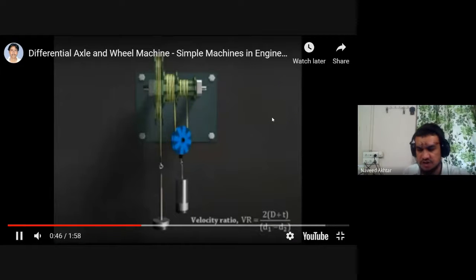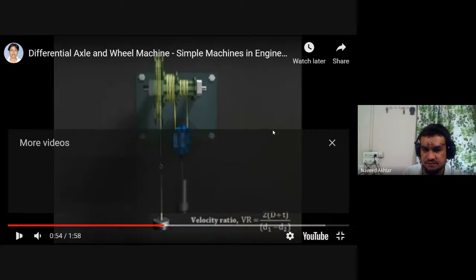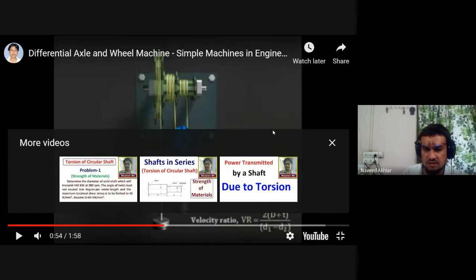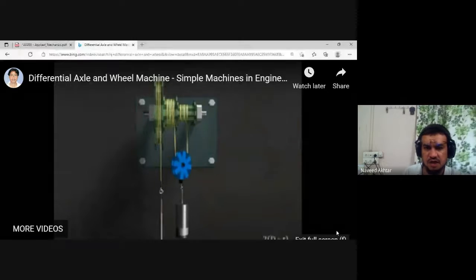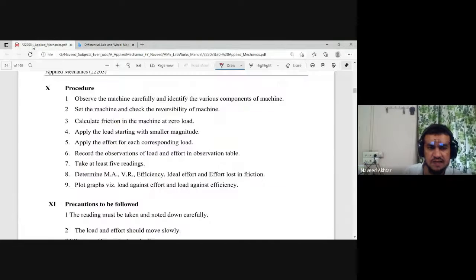And the velocity ratio is 2D divided by (d1 minus d2). So this is the principle of how the differential axle and wheel is working. You will come to know that, and observe the machine carefully. Identify the various components of the machine.